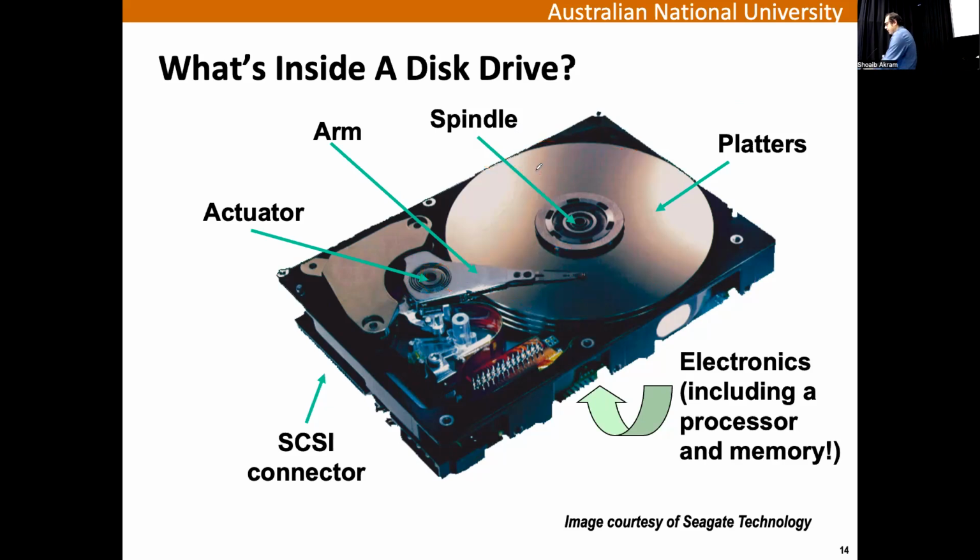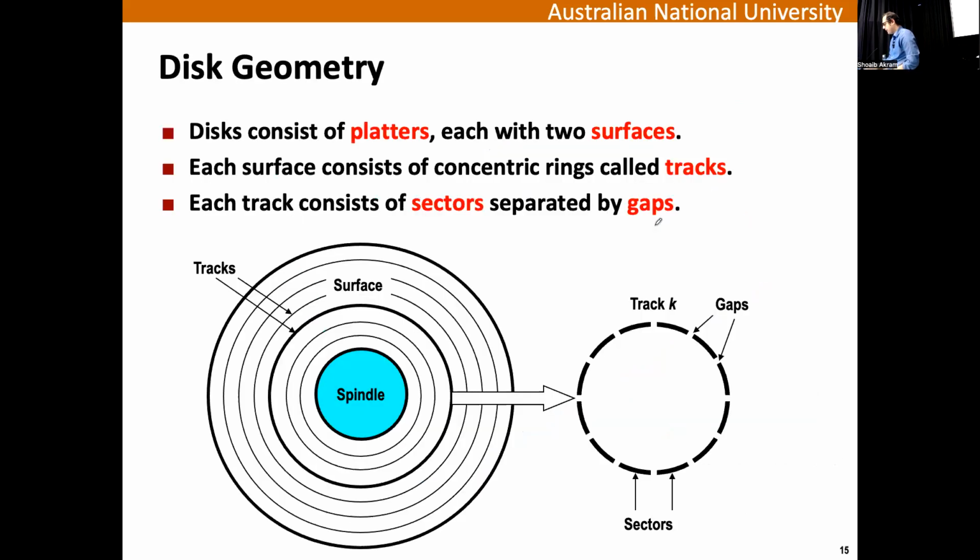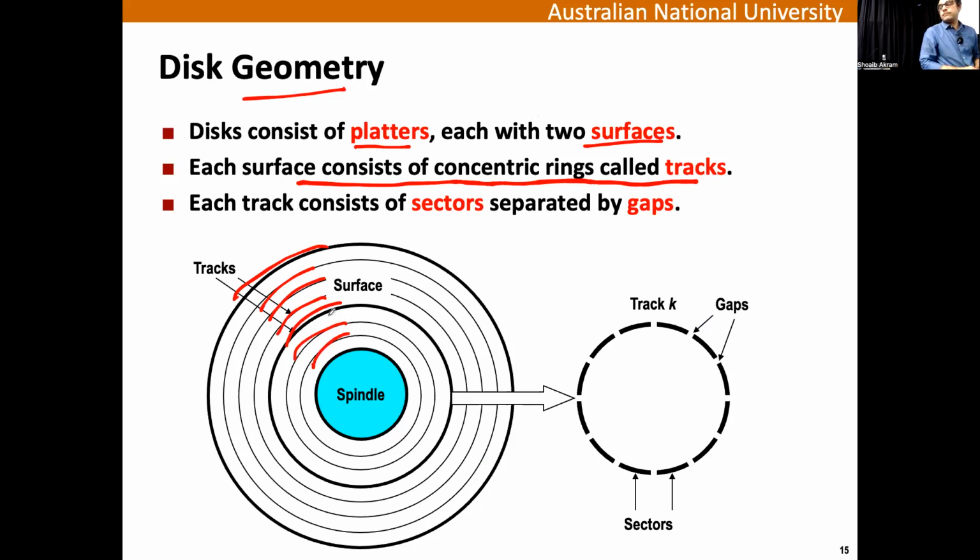There is a head at the end of the arm that actually senses whatever bits are stored. Okay, so the geometry of the disk is, it consists of platters. Each platter has two surfaces, and each surface consists of concentric rings called tracks. So there's a lot of tracks. All these are tracks on each side of the platter, right? And each track is further divided into sectors, and there are gaps between sectors.